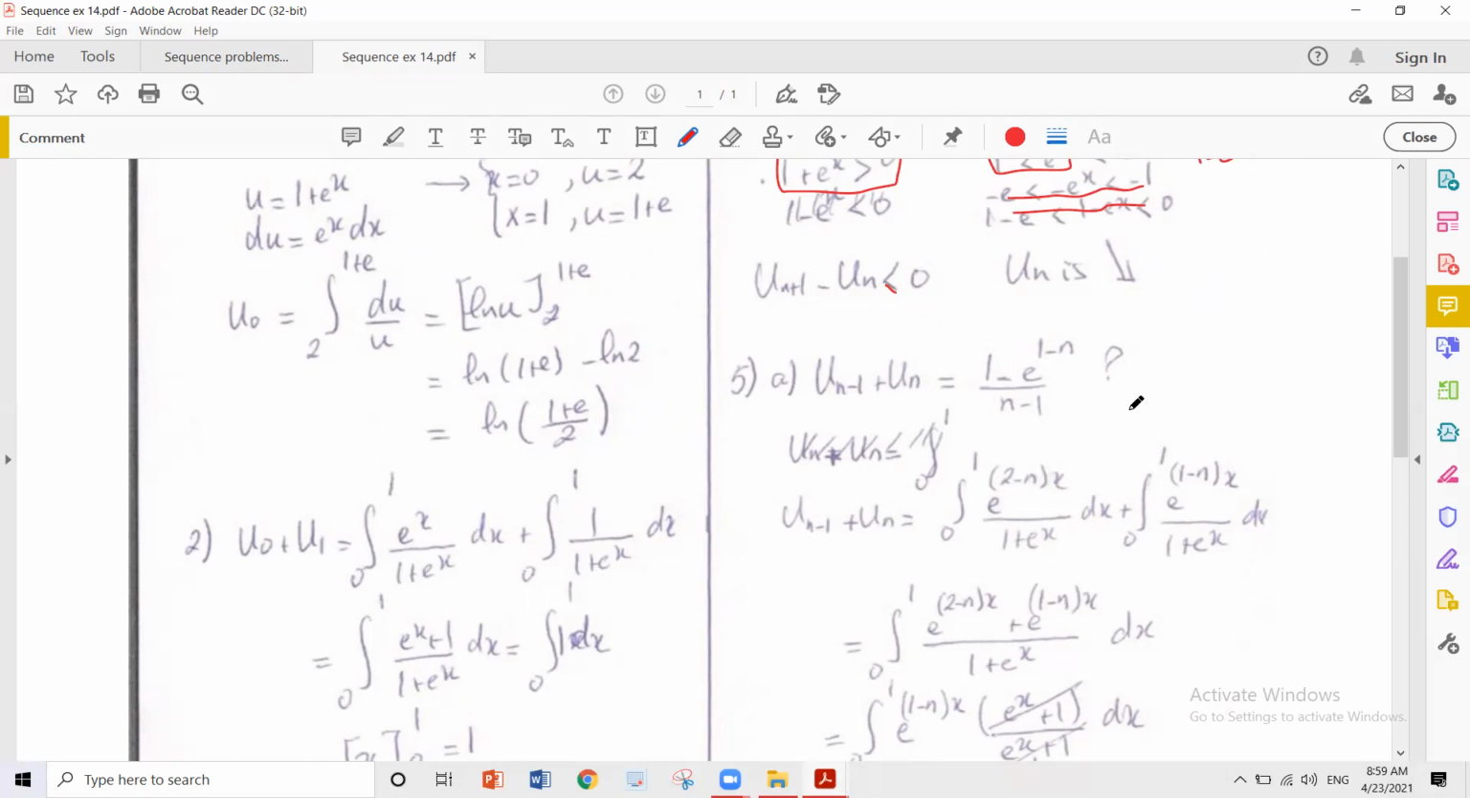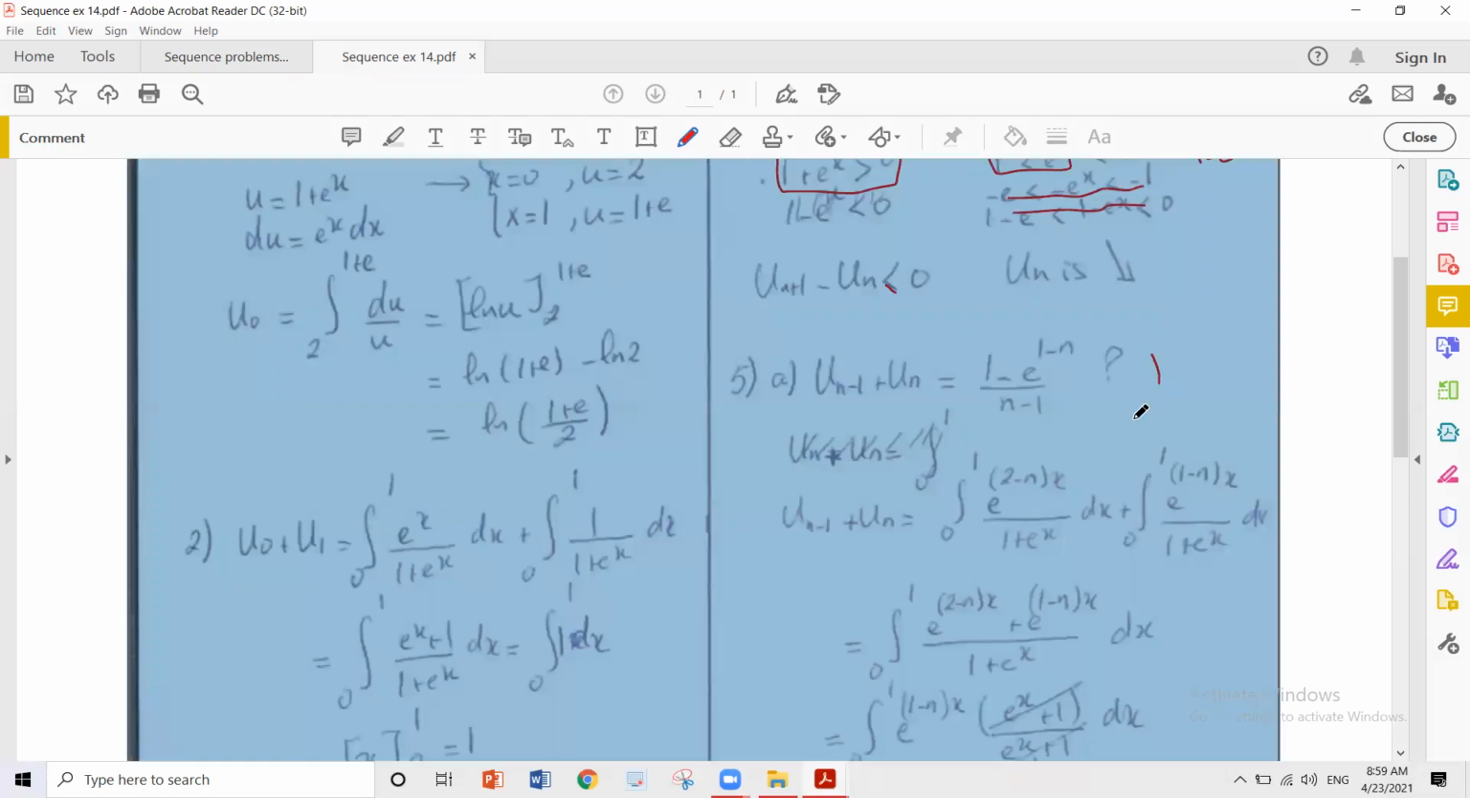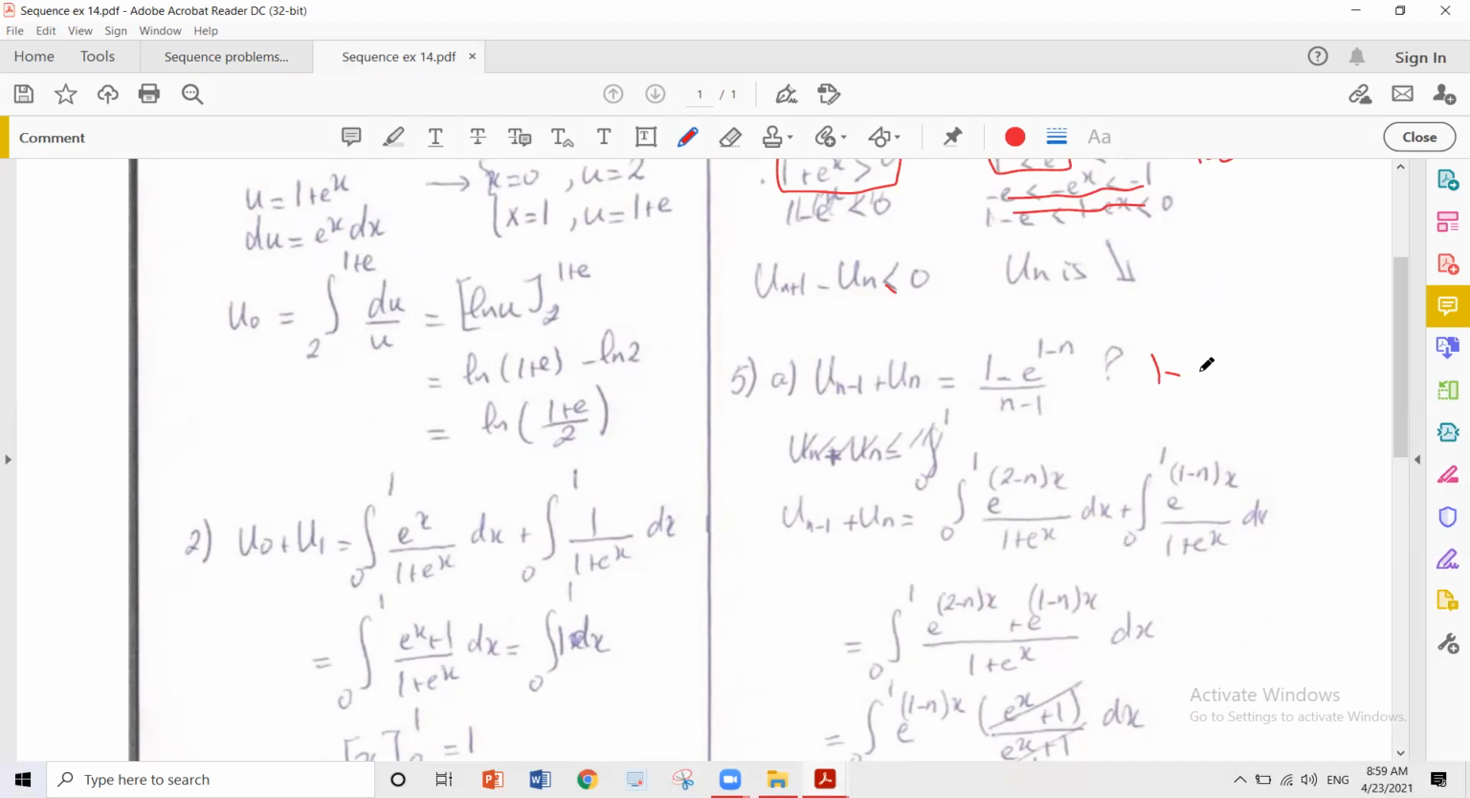It becomes e to the power 2 minus n. It was 1 minus n in u_n; to get u_{n-1} we replace n by n minus 1, so it becomes 1 minus (n minus 1), which gives us 2 minus n. This is e to the power 2 minus n x over 1 plus e to the x. This is u_{n-1}. u_n is given by e to the 1 minus n x over 1 plus e to the x dx.